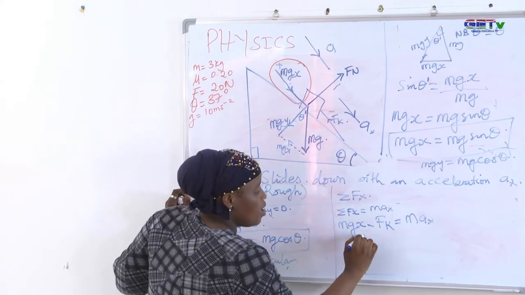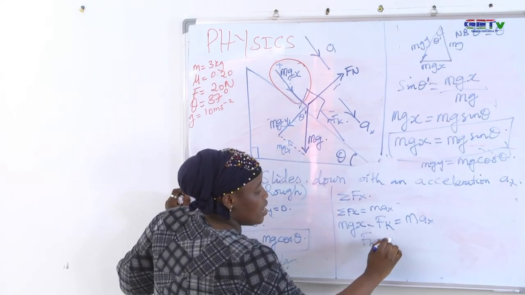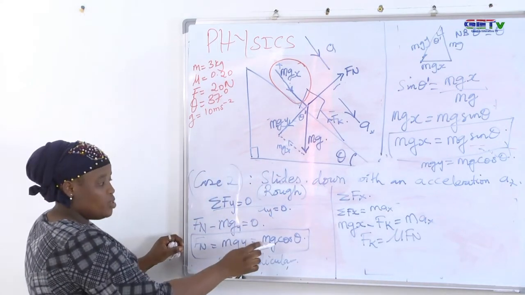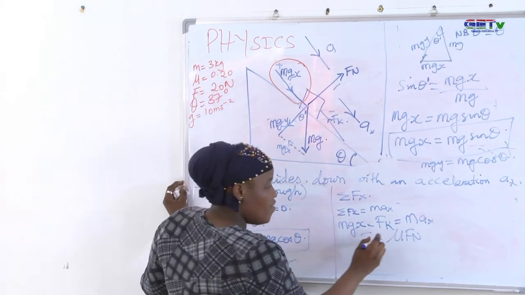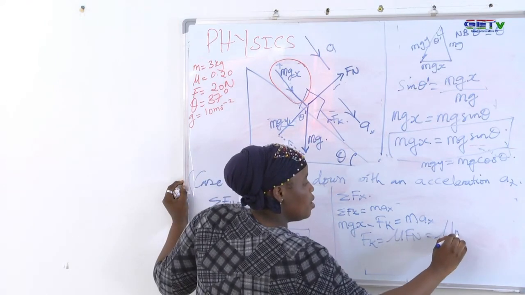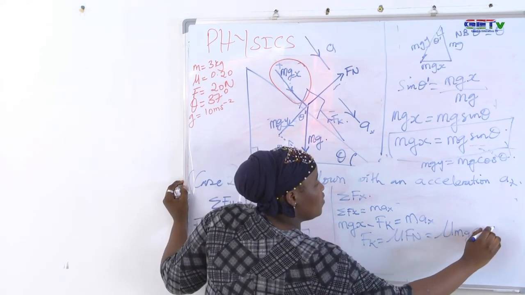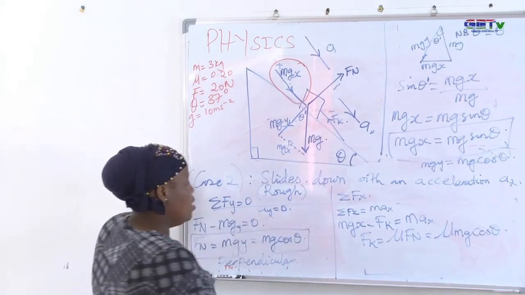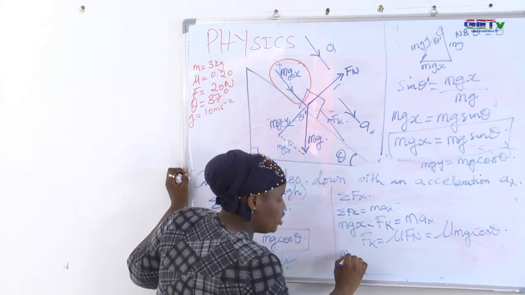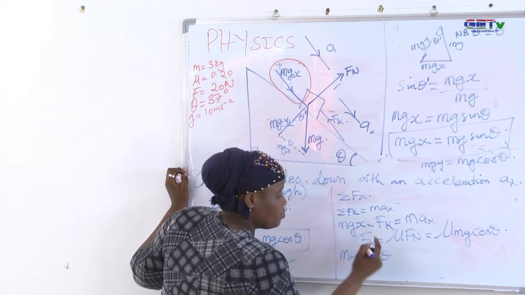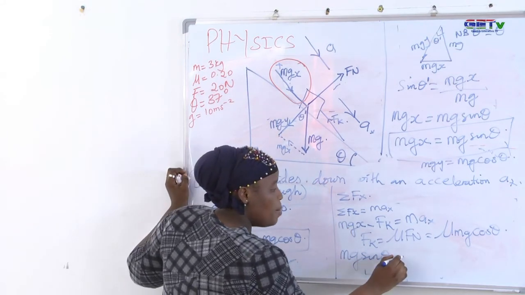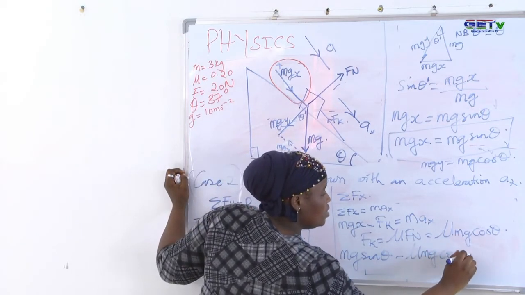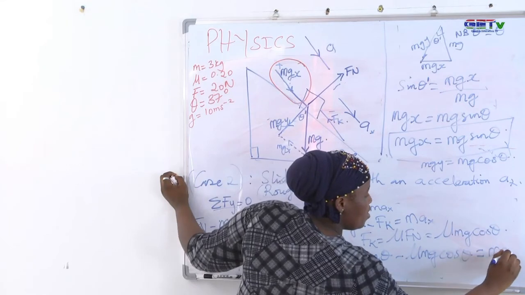Recall that F_k is given as mu F_n, and we found F_n to be mg cosine theta. Therefore, F_k will be mu mg cosine theta. If all of these are substituted here, we will have mg_x, which is mg sine theta, minus F_k, which is mu mg cosine theta, equivalent to ma_x.